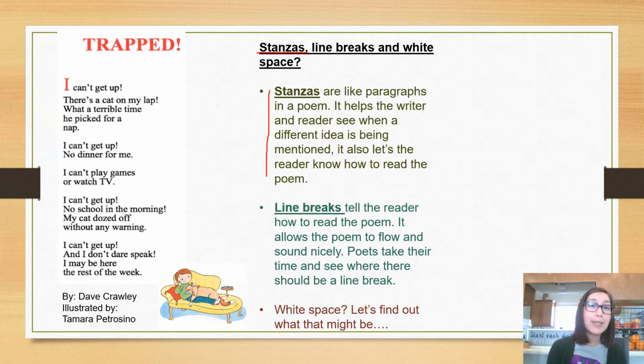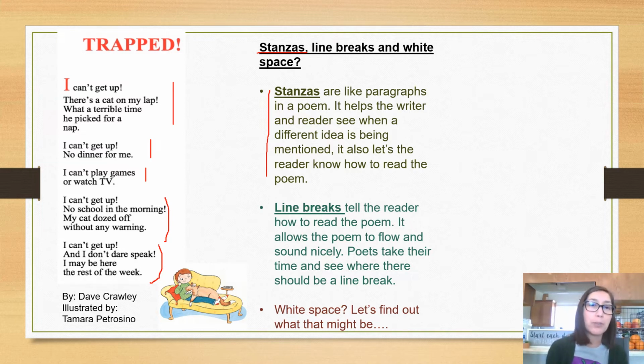So when we look at this poem right here called Trapped by Dave Crawley and illustrated by Tamara Petrosino, we see that there is 1, 2, 3, 4, 5 stanzas in this poem. And we know there's 5 because there's that little gap of space between each section, each stanza. We know there's 5 different sections here, 5 different stanzas.